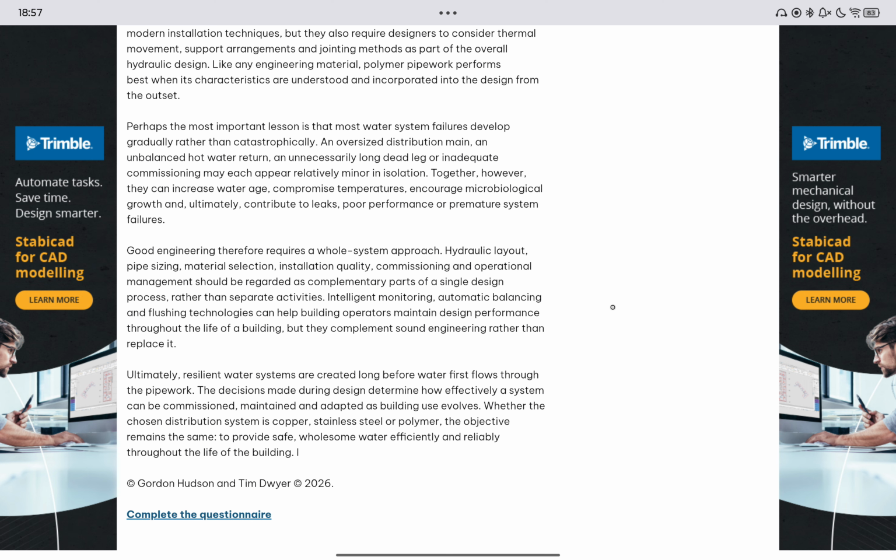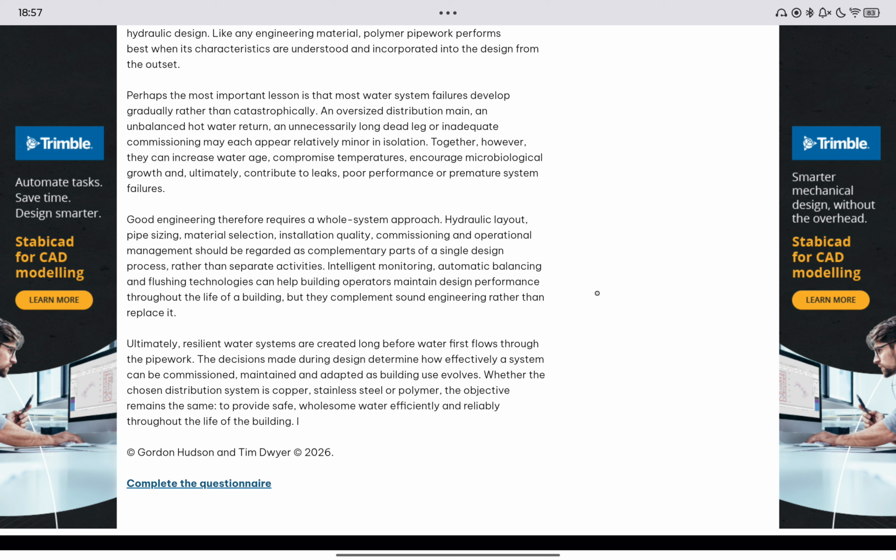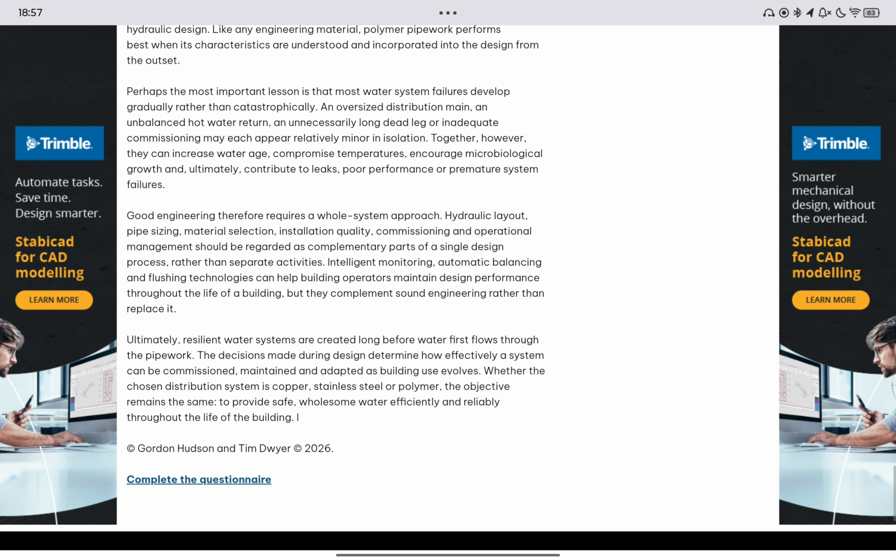Good engineering therefore requires a whole system approach. Hydraulic layout, pipe sizing, material selection, installation quality, commissioning and operational management should be regarded as complementary parts of a single design process rather than separate activities. Intelligent monitoring, automatic balancing and flushing technologies can help building operators maintain design performance throughout the life of a building, but they complement sound engineering rather than replace it.